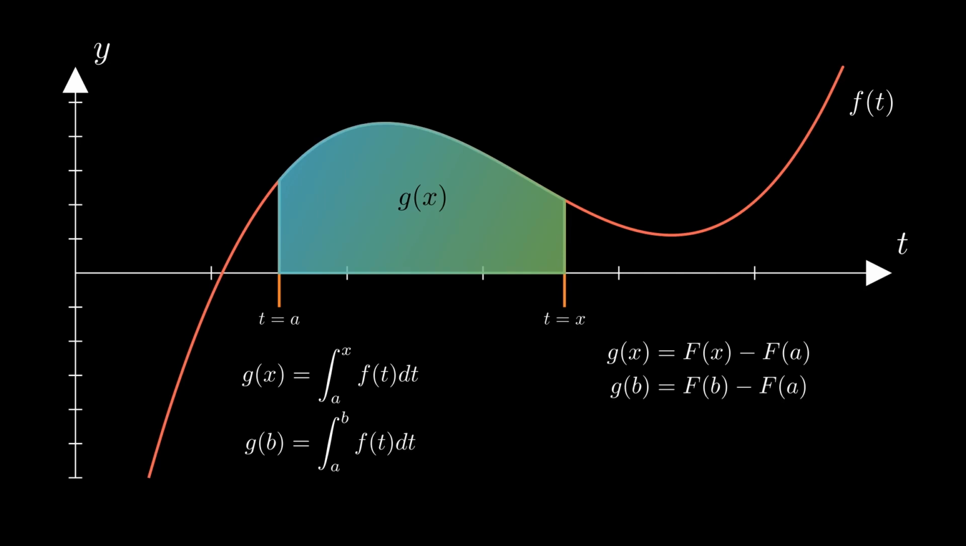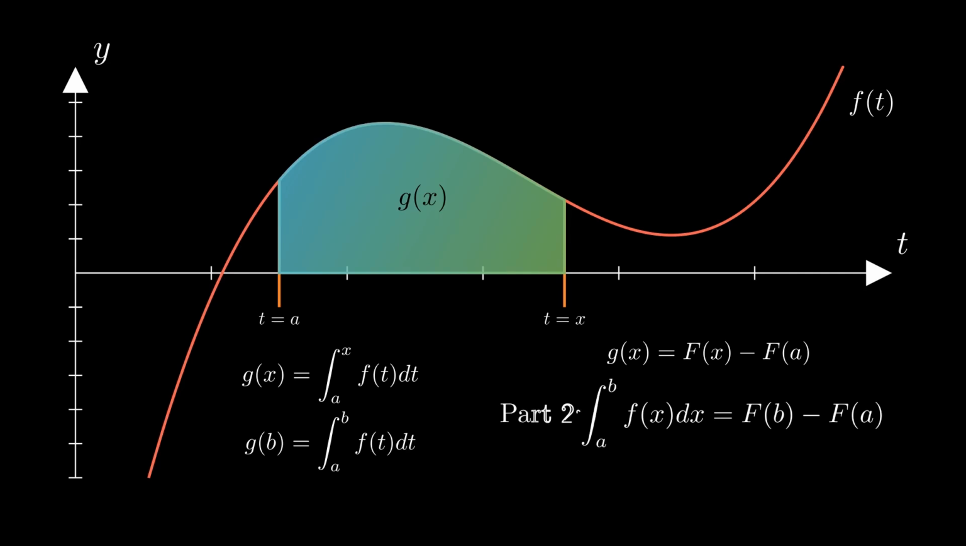All that's left to do now is to simply note that g of b was defined using this integral expression that gives the area under the curve of f of t from t equals a to t equals b. So we can substitute that in to find that this definite integral is equal to capital F of b minus capital F of a.